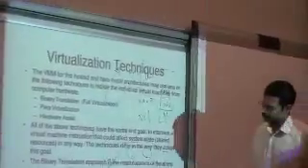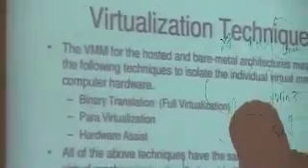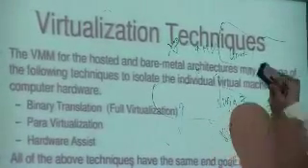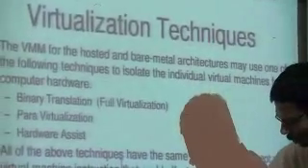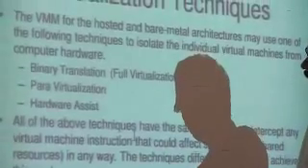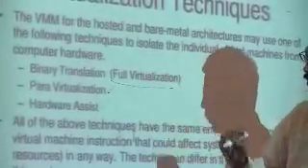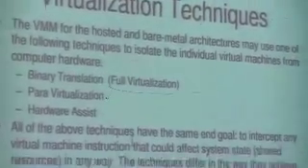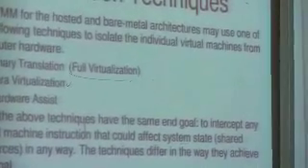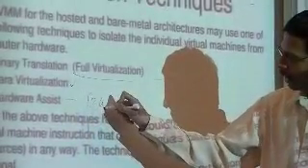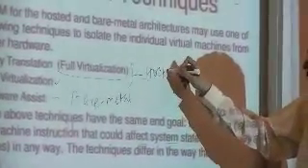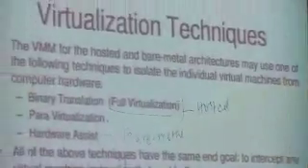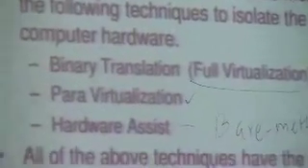So now how are these really implemented? So we saw the hosted architecture. In the hosted architecture, I said all control goes through the underlying host operating system. So it could be implemented using these two techniques. One is called binary translation or full virtualization. The other is called para virtualization. And the bare metal architecture could be implemented using the hardware assist technology. Okay? So these two are used for hosted architecture, and the last one is used for the bare metal architecture. So that's what we're going to see, how these three techniques work.